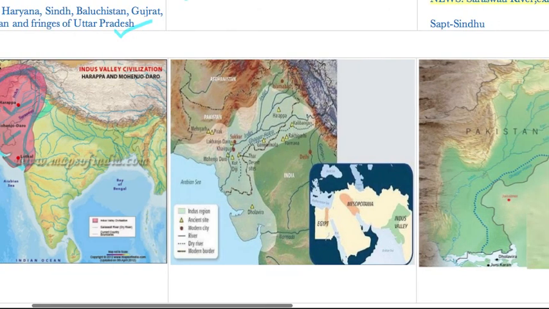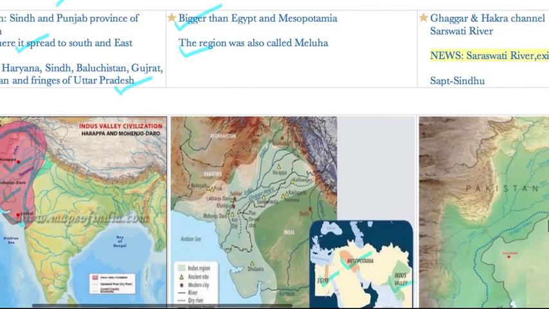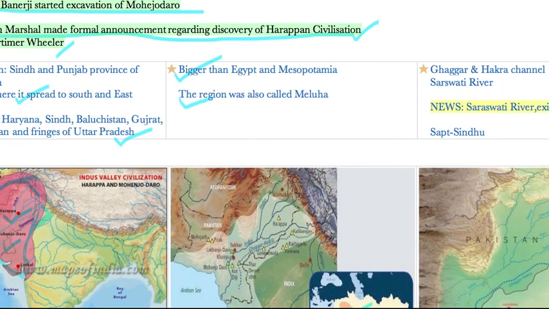Okay, so see the size of the Egyptian civilization and the Mesopotamian civilization, and compare it with the size of Indus Valley Civilization. So Indus Valley Civilization was very big as compared to the Egyptian civilization and big compared to the Mesopotamian civilization. So this is the second fact which I wanted to share.